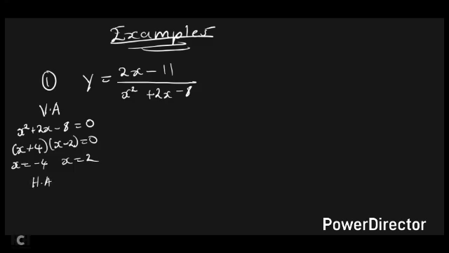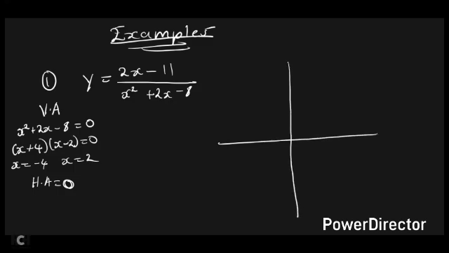Then what's the horizontal asymptote in this situation? You check the degree. The degree of the denominator is 2. The degree of the numerator is 1. So the horizontal asymptote continues to be 0. Then what do we do in this situation? We plot this graph now.